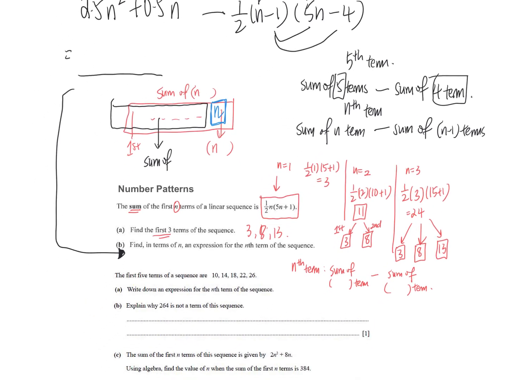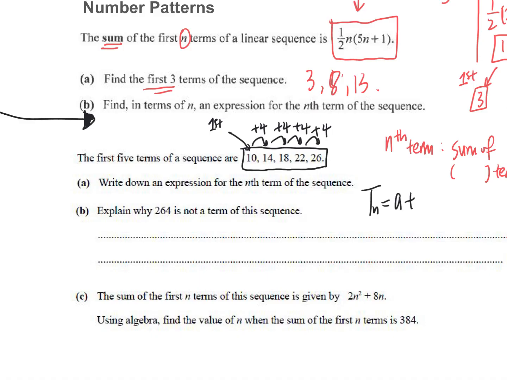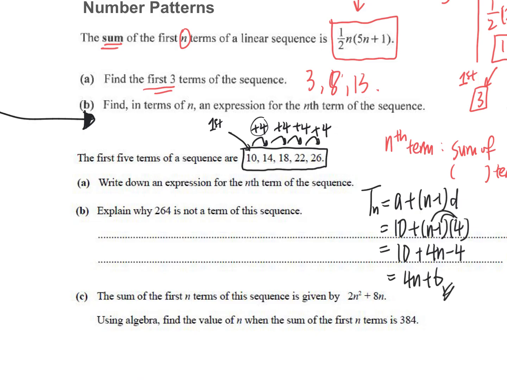Okay, the next typical type is this one. They tell you the first 5 terms are this. So this is my first term, and the difference is always plus 4. What they ask you to do is find the nth term. So remember the formula I told you before: a plus n minus 1 times d. a is the first term, 10, and d is the difference between the terms. So the formula is 4n plus 6. This is the nth term formula for part a.